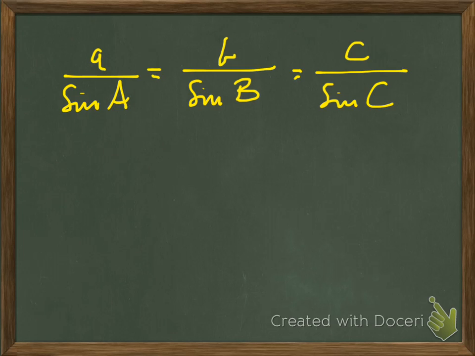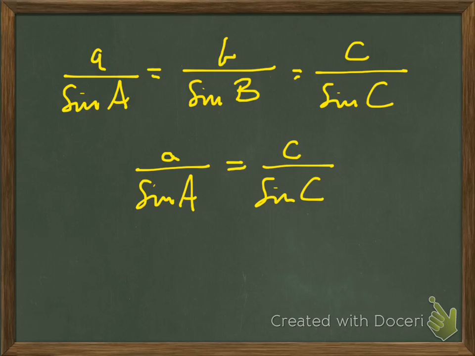One thing I would quickly like to say is that these are all interchangeable, so a over sine A is equal to c over sine C, or even c over sine C could be equal to b over sine B. It doesn't matter, they're all equal to each other.